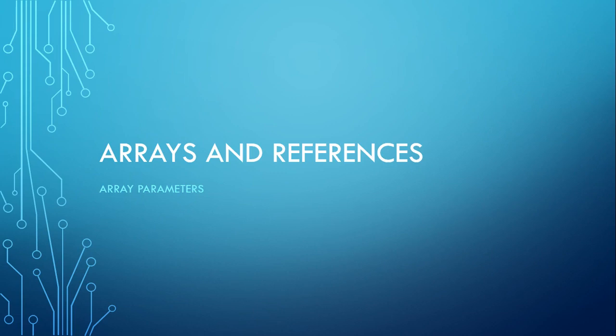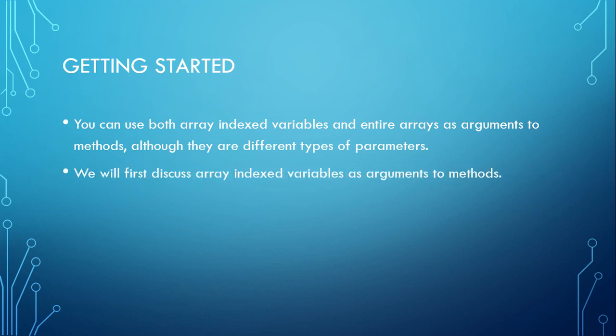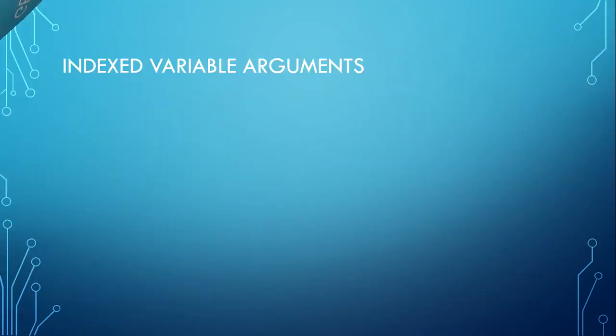And welcome back, students. We're going to be discussing array parameters in our lesson today. So this is kind of a continuation, a little bit of what we discussed last time. So getting started, you can use both array index variables and entire arrays as arguments to methods, even though they are different types of parameters. We'll first discuss array index variables as arguments to methods.